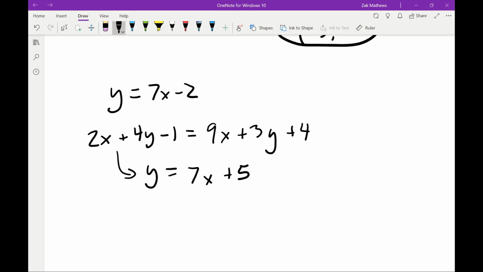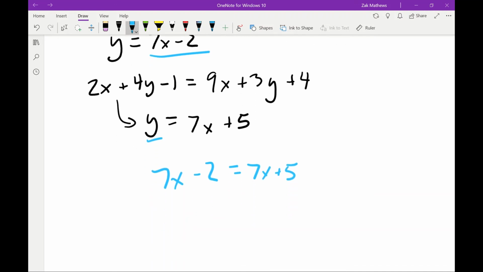So what I said I was going to do is I'm going to take this 7x minus 2 and substitute into my other equation. So we'll have 7x minus 2 equals, we had a 7x plus 5 over here. So now I have all x's, great. I'm going to work to solve this by moving all the x's to one side. I'm going to subtract that 7x over, and notice what happens. The x's are gone. I'm left with the equation negative 2 is equal to 5.